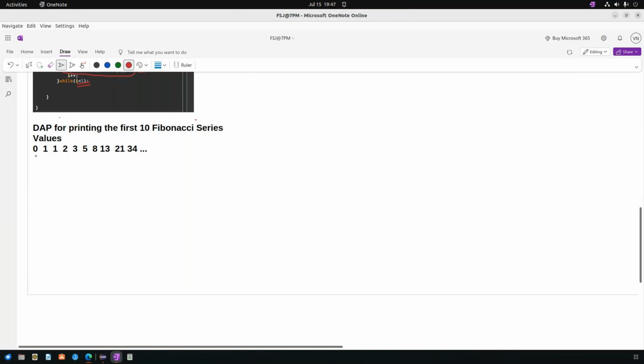So first value is fixed 0, second value is fixed 1, third value is the addition of these values. The fourth value is the addition of these values, and this will be the addition of these values. That means Fibonacci series means the first value will be 0, second value will be 1, these are fixed, and the third value will be the addition of these two. Fourth value will be the addition of these two.